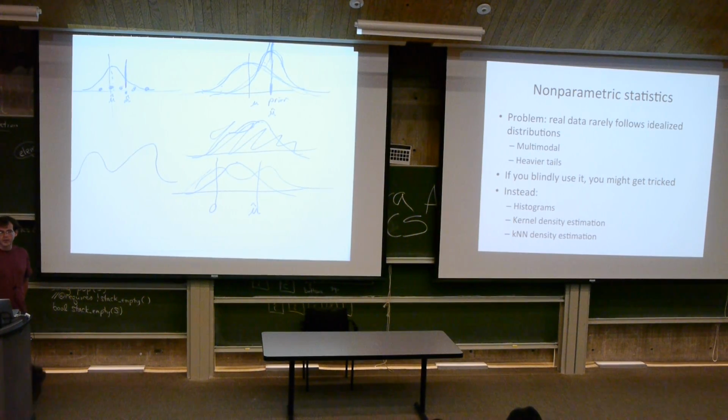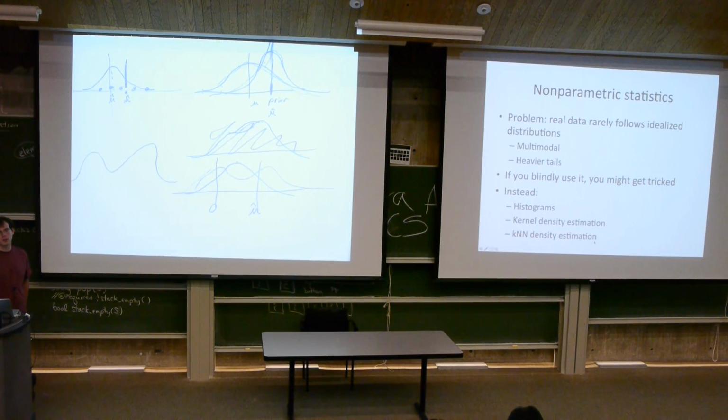Okay, so instead of using these parametric models, you can do non-parametric things, which have some nicer properties in that they can fit any distribution, but they have some less nice properties in that it's harder to do things with them if you don't assume what the distribution looks like. So those are things like histograms. We talked about kernel density estimation in class.